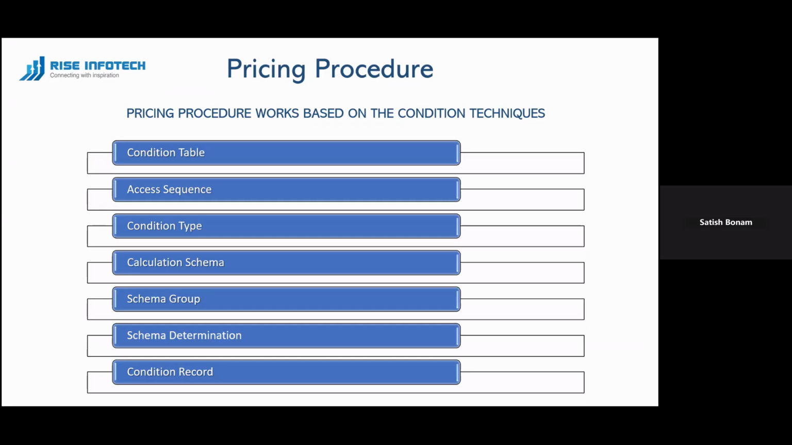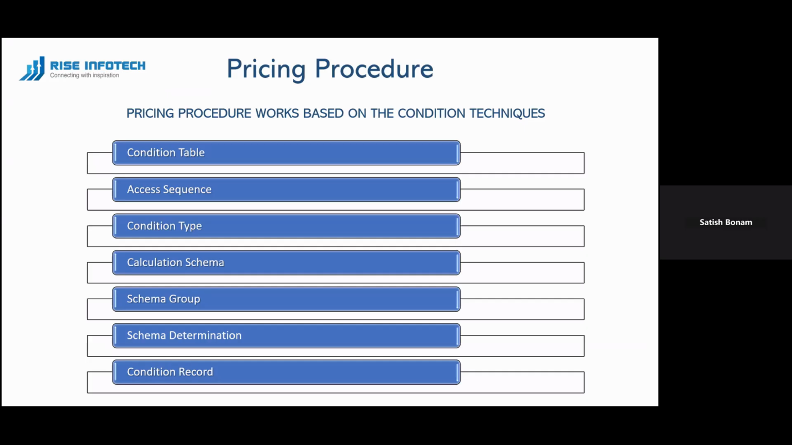And the fourth one is calculation schema. Calculation schema defines a group of condition types in a particular sequence, which are required in our pricing procedure. For example, gross price, discount, freight, surcharges, etc. In this calculation schema, 16 steps will be there.